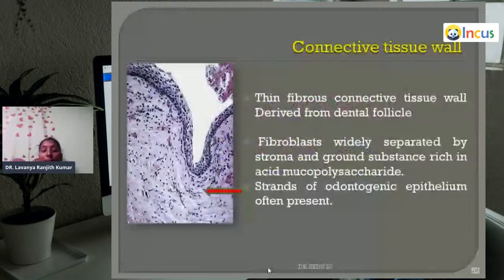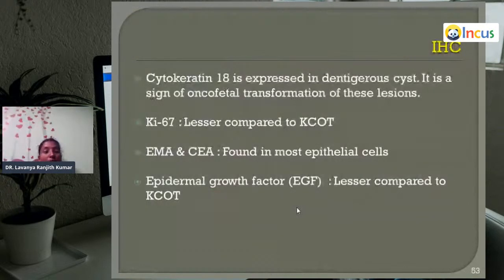The connective tissue wall of this cyst is a thin fibrous connective tissue wall, derived from the dental follicle, which is less dense and more highly cellular, with fibroblasts widely separated by the stroma and ground substance, which are rich in glycosaminoglycans and mucopolysaccharides. Strands of odontogenic epithelium, odontogenic islands, may be present.